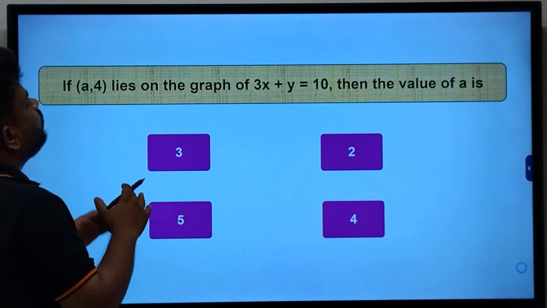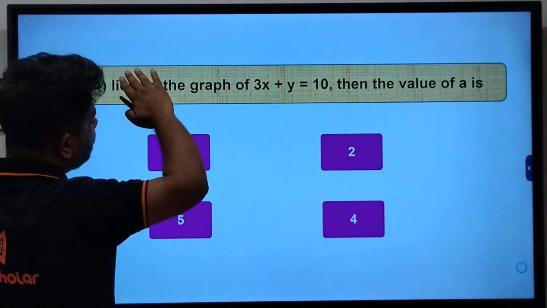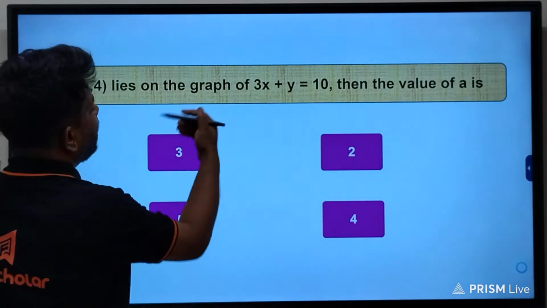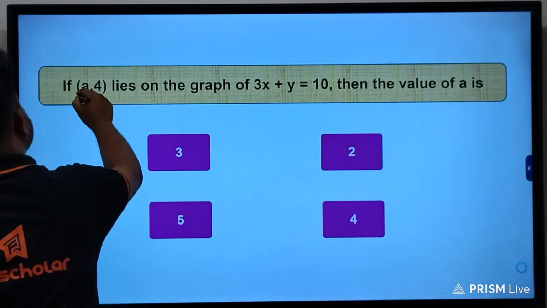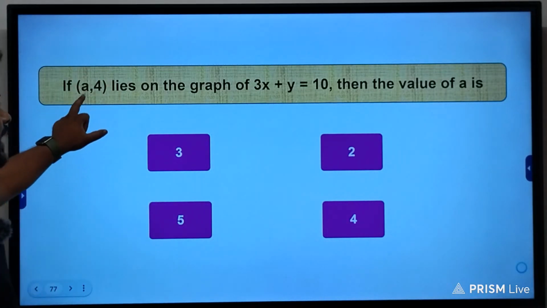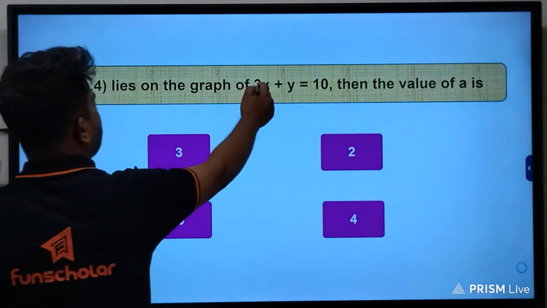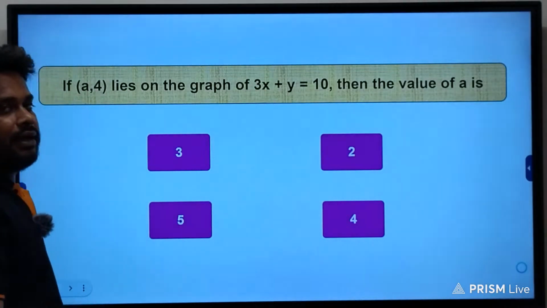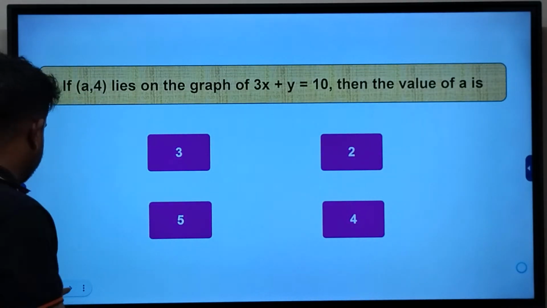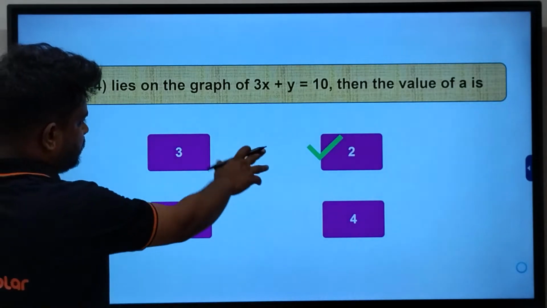And talking about that, why we found the value of A not X, this one is representing the value of X and the value of X is given here as A. So that is why we have found the value of this, that is 2.